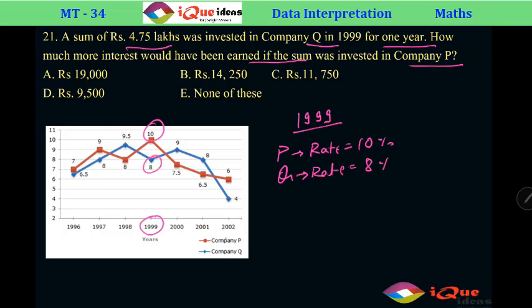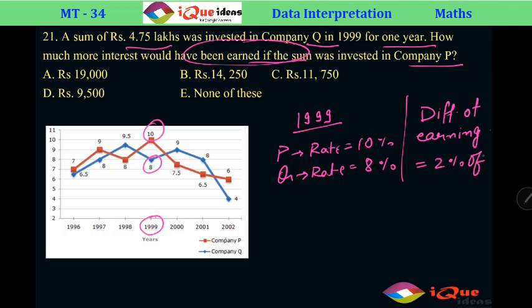Right. Here the question is saying how much more could have been earned. That means we are talking about the difference of earning. Difference of earning very clearly. The rate difference is 2%. All right. So the difference of earning will be 2% of the principal amount of the sum. Now what is the sum? Sum is 4.75 lakh. So simply calculate 2%.